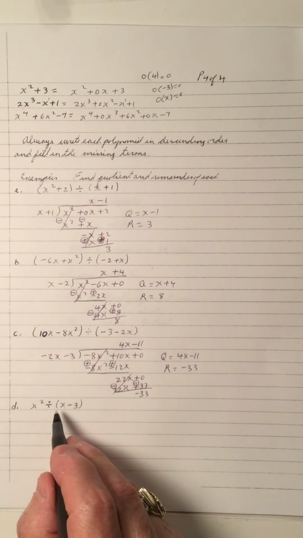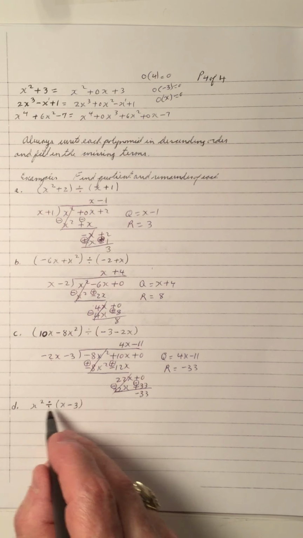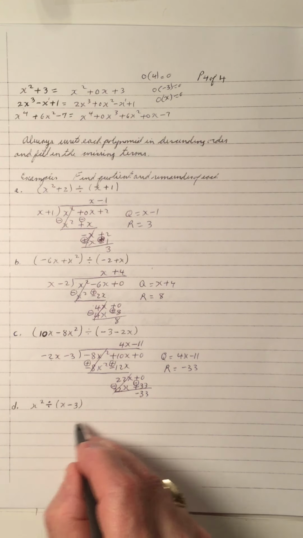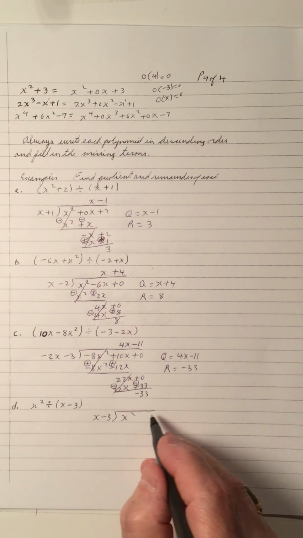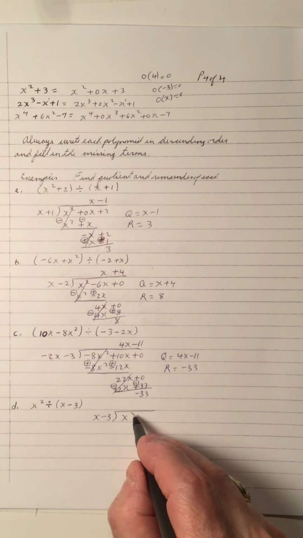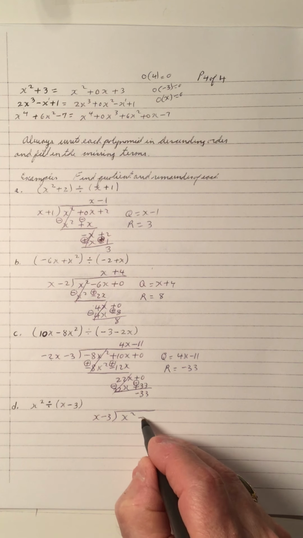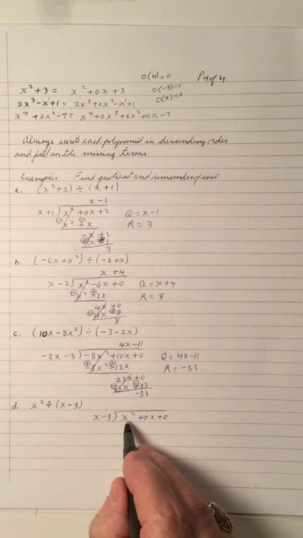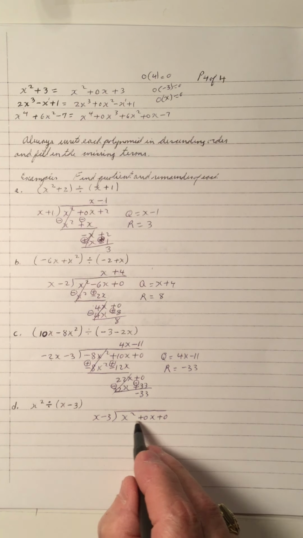And we have the last one here, descending order. Well, I got x squared divided by this bracket. So that means I have an x minus 3 divided into x squared. You're going to say, well, where's the rest of it? Well, remember, descending order, that's an x squared, so there's a 0x and there's a 0 constant. So we fill these in by putting the zeros in, everything goes a little bit better.